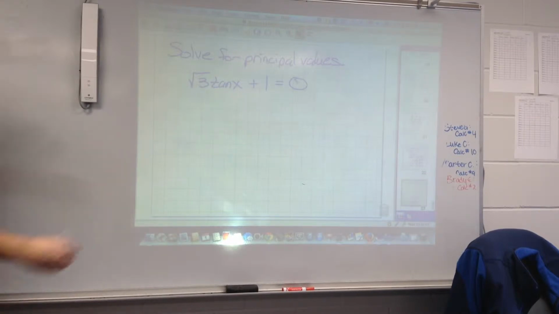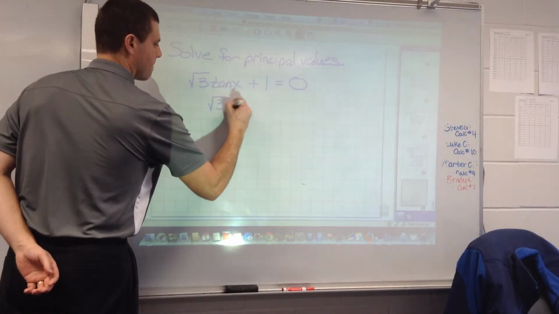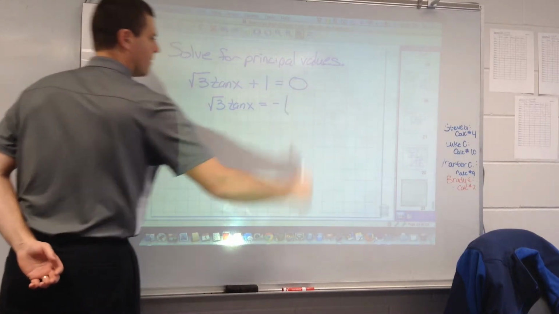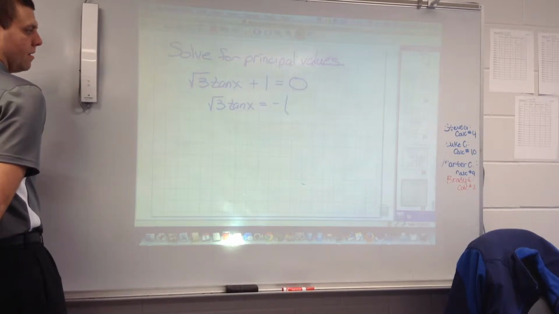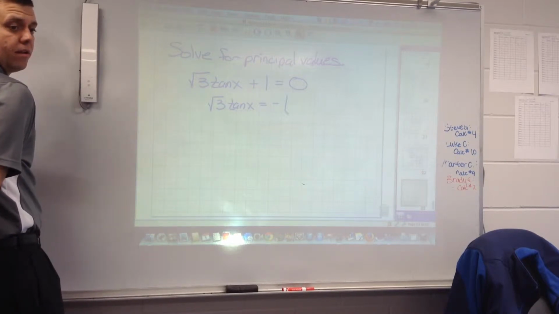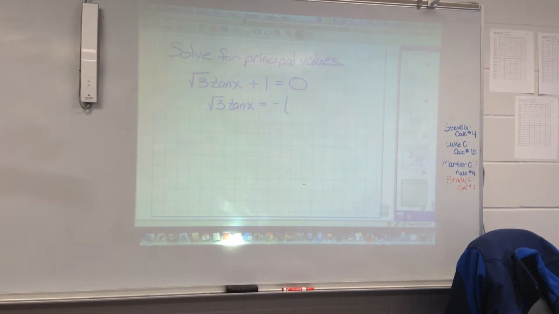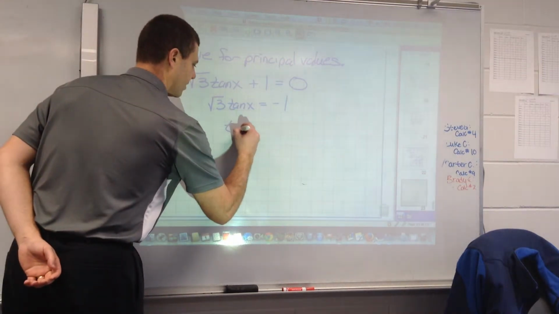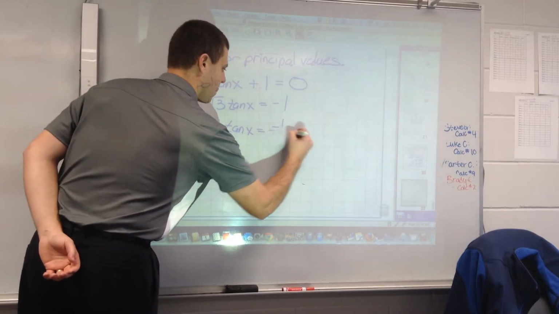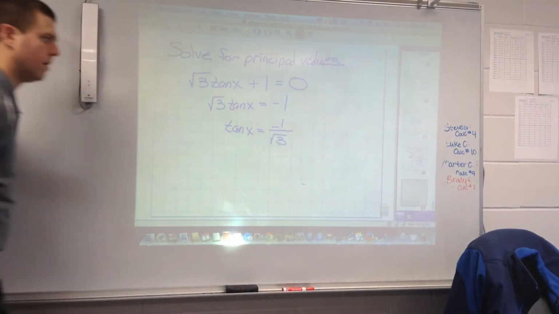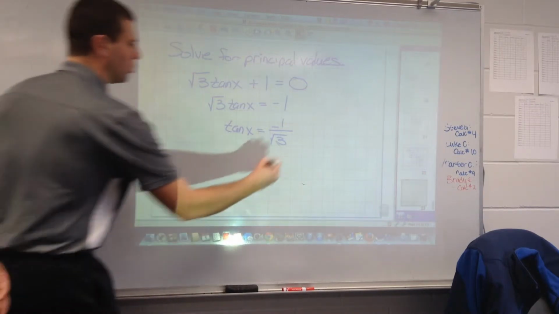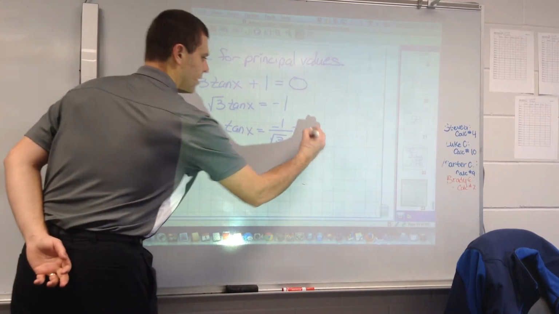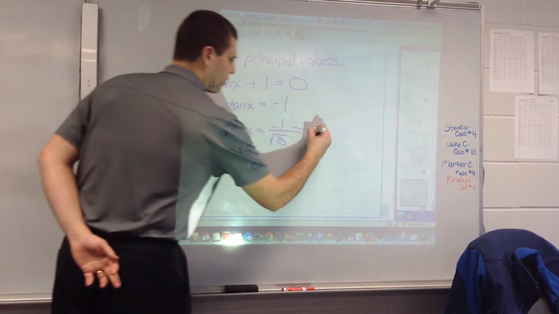Subtract 1. Blurt it out, that's fine. Divide by root 3, so both sides divide by root 3. Did you bring up the 3? Negative 1 over root 3 is actually equivalent to what? Negative root 3 over 3.